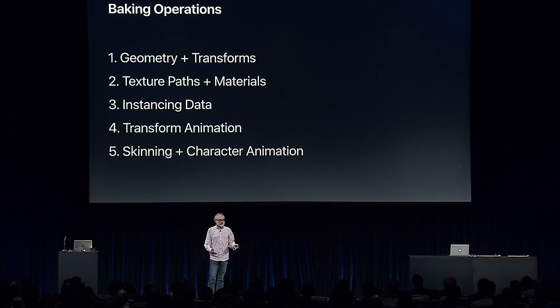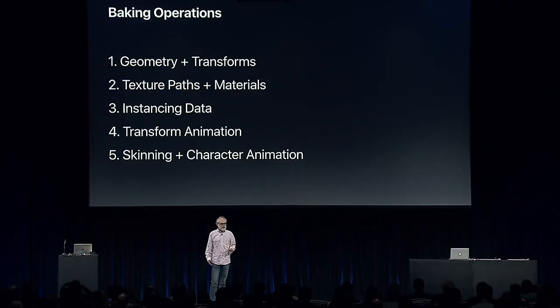We're going to bake, first of all, geometry and transformations, what something looks like and where it sits. Texture paths and materials, so that when we're drawing those somethings, we know what they're going to look like. Instancing data, so if we have, say, more than one wheel, we're going to have information that tells us where to put many copies of that wheel in an efficient way. Transform animation, so that things can be animated. And finally, we're going to talk about skinning and character animation.